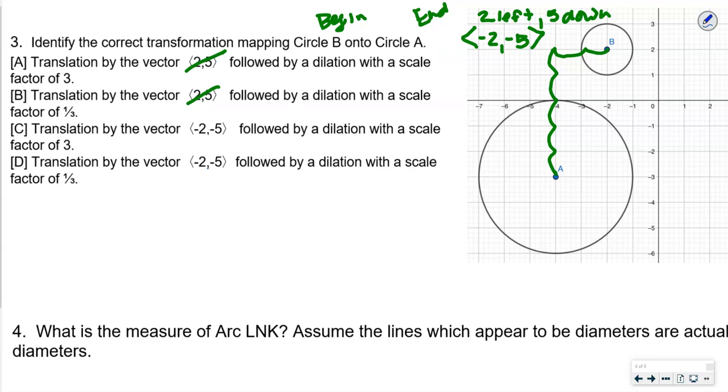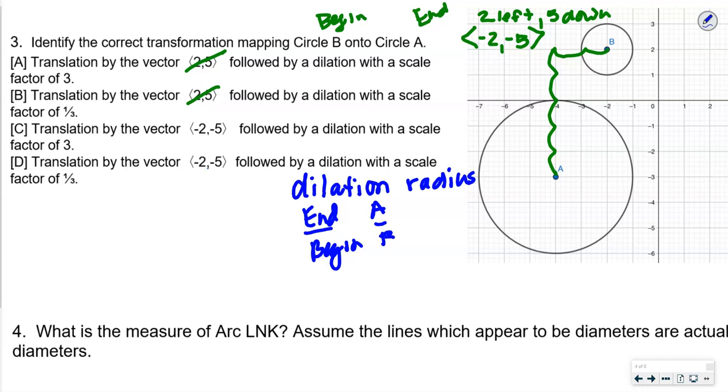And then let's just talk about our dilation. So when we're doing dilations, we're always going to look at our radius, okay, when it's a circle. And again, we're going to take our ending over our beginning. And in this case, that's going to be A over B, okay? So let's count this one. This one is 1, and this one is 1, 2, 3. So that means we're going to do 3 over 1, and that's equal to 3. So then we're looking for a dilation factor of 3. That one is 1/3, so that's not the answer. So our answer is C.